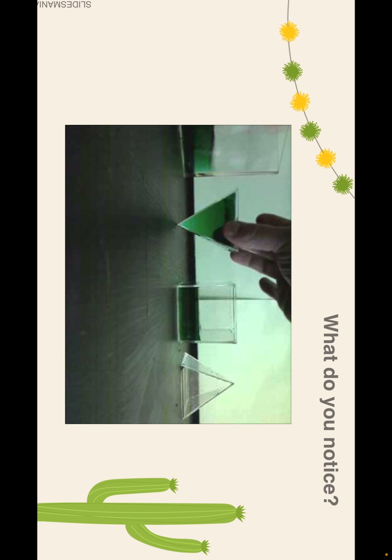Another thing you may have noticed is how many pyramids did it take to fill up the prism? Okay, so yeah, it took him 3 pyramids, filling up 3 pyramids with the green water to fill up 1 prism. Okay, so that's really the important thing you should have noticed, is that it took 3 pyramids to fill up 1 prism.